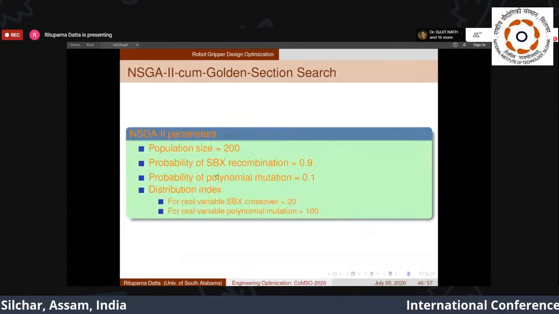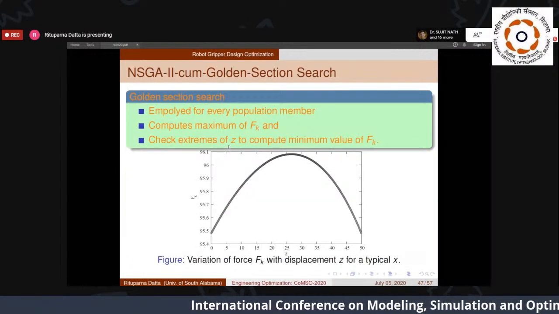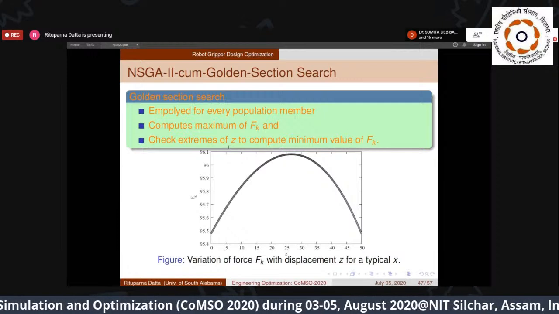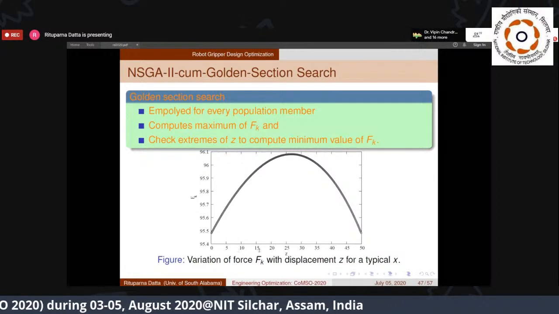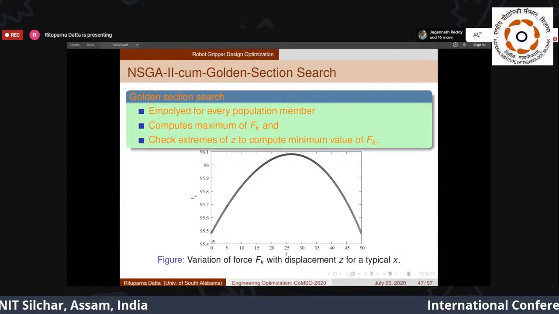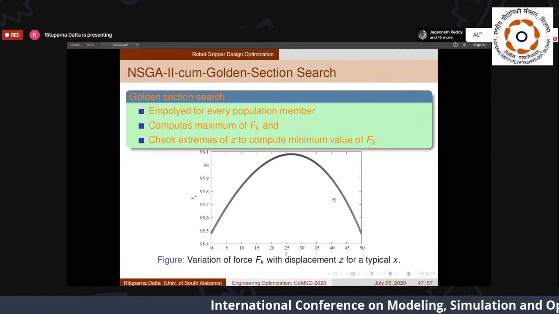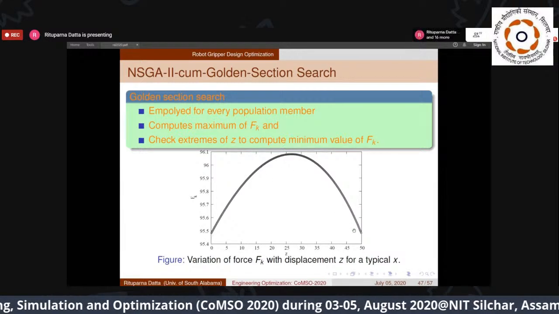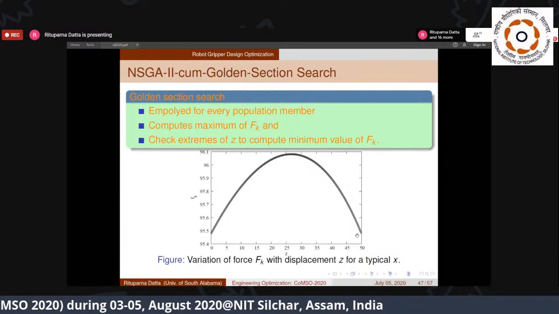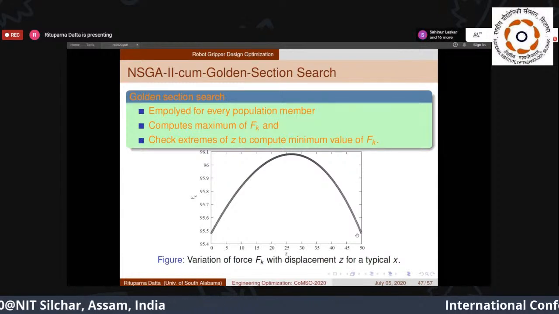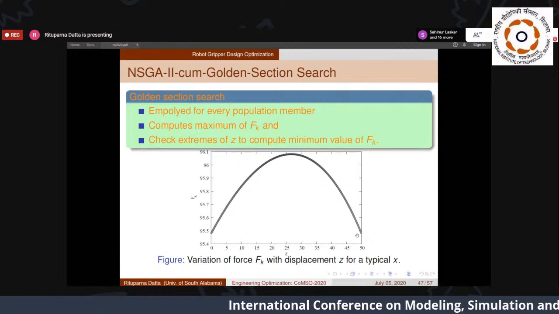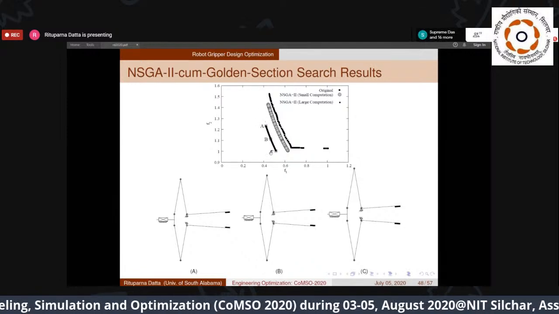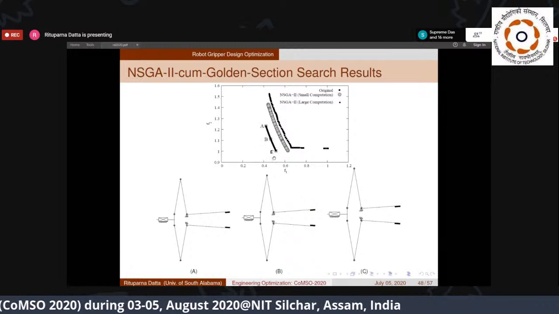Here basically, as I said, for some values of the actuator, the mechanism doesn't exist. So here we have understood the relationship between the actuator force and actuator displacement. And we have seen that a very nice, normal distribution curve-like relationship exists. As a result, we have used a classical golden section search, and then we have come up with a hybrid method, which is a combination of evolutionary multi-objective optimization with golden section search. And then we have used different algorithms with different parameter settings to obtain the non-dominated solutions.